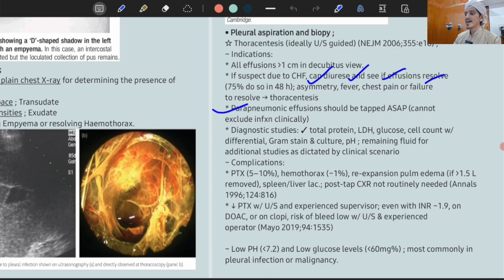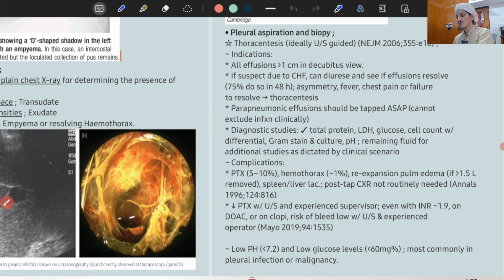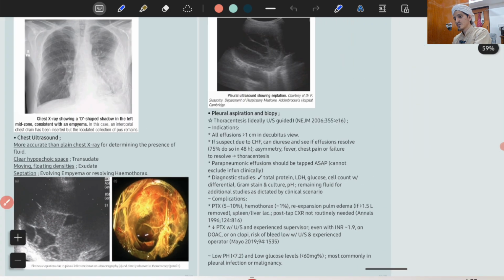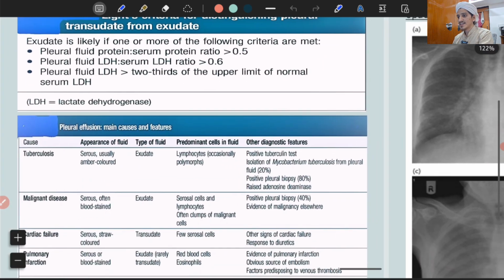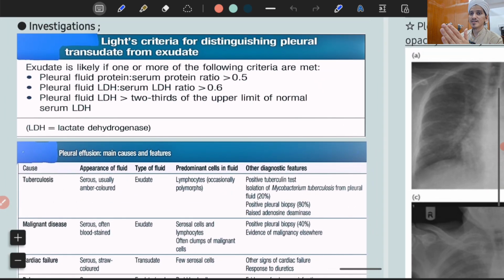Parapneumonic effusion should be tapped as soon as possible because you cannot exclude infection clinically, and most often these are unilateral. This can be bilateral also, but most often unilateral. Diagnostic studies which you do, first you will differentiate these things based upon the Light's criteria. So now we will move to the Light's criteria. Based upon the Light's criteria, first you will differentiate after aspirating the fluid into transudate or exudate.